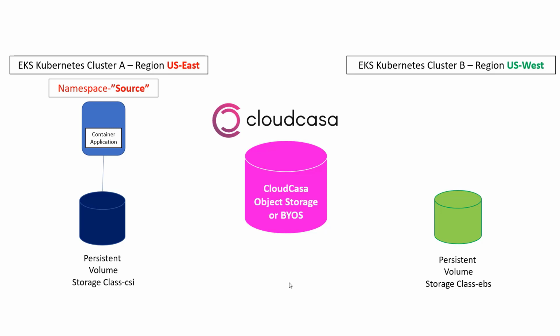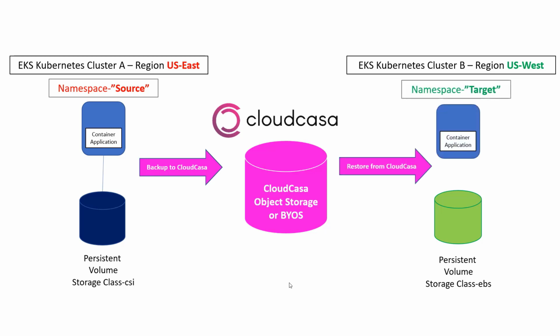Each cluster has access to its own unique storage classes on which it stores its persistent volume data. So if I'm protecting the contents of my application in cluster A, I want to be able to easily restore that data to cluster B while making customizations to the naming conventions or mapping to a new storage class available in my target cluster when restoring my persistent volumes. And I can do so very easily through Cloud Casa. With this in mind, let's go ahead and jump into the demonstration.